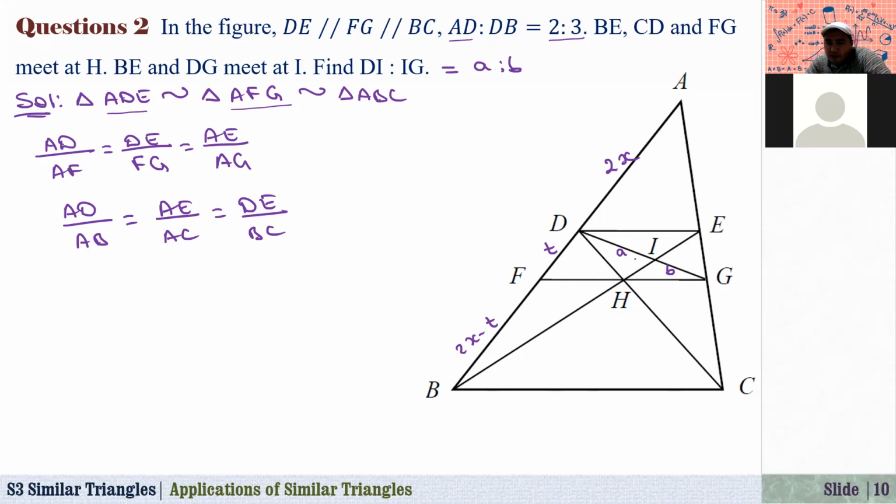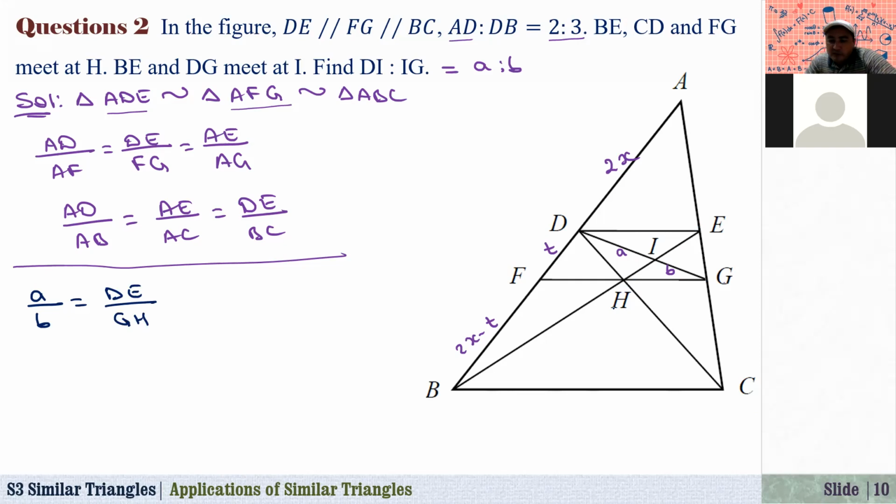Since triangle DIE is similar to GIH, I can write DI over IG, which is equal to EI over IH, and DE over HG. So that's equal to DE over HG or GH.